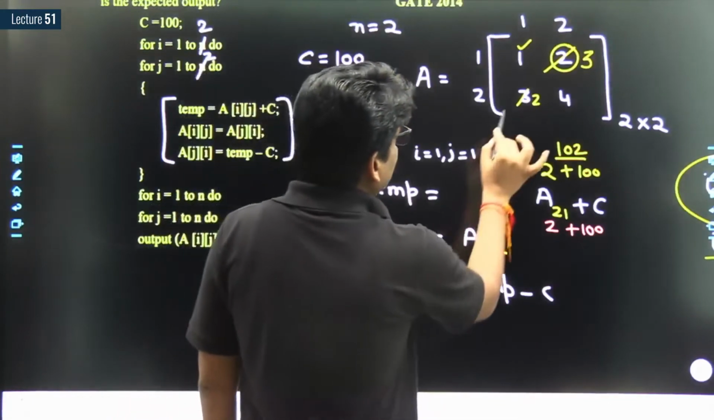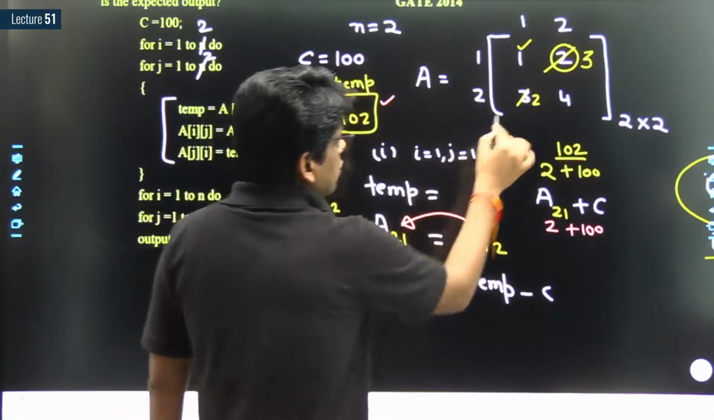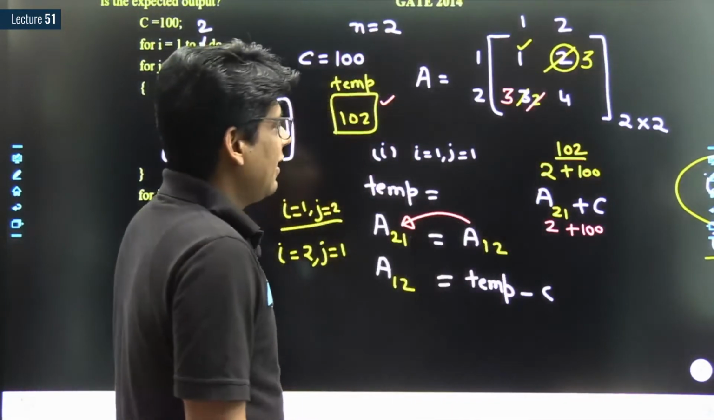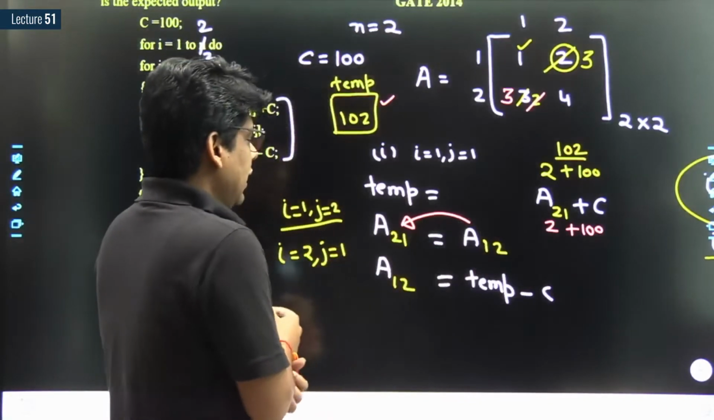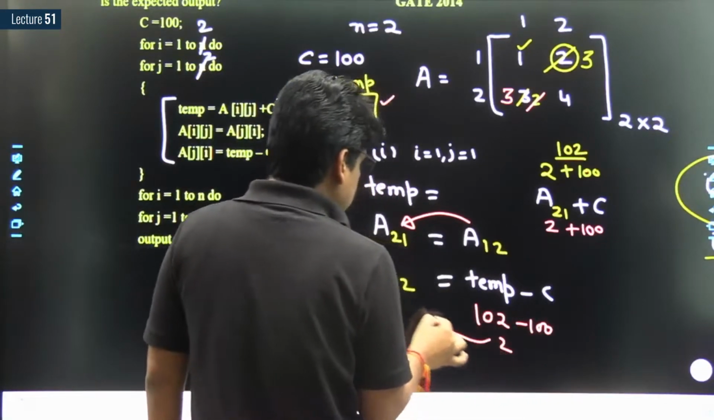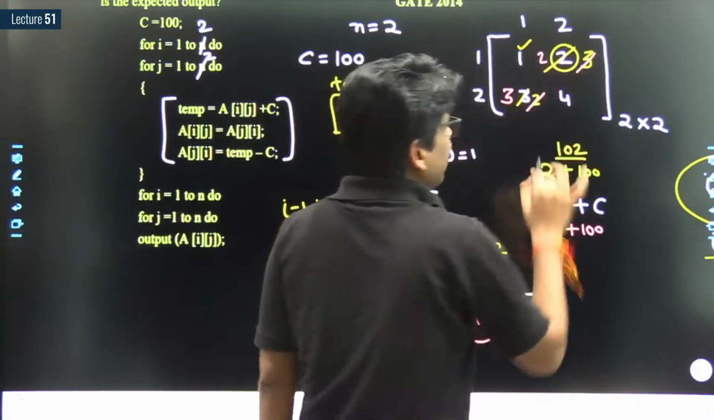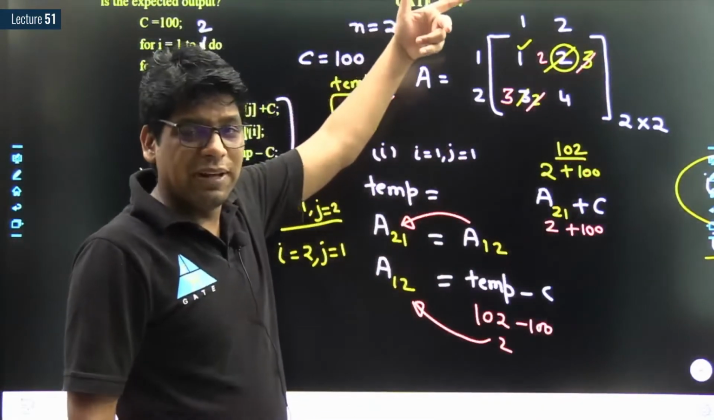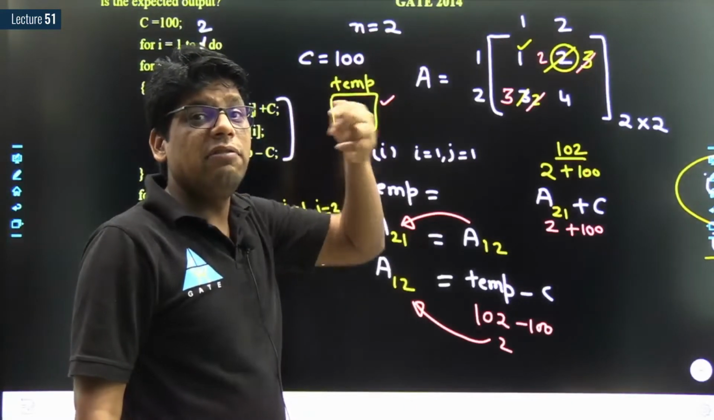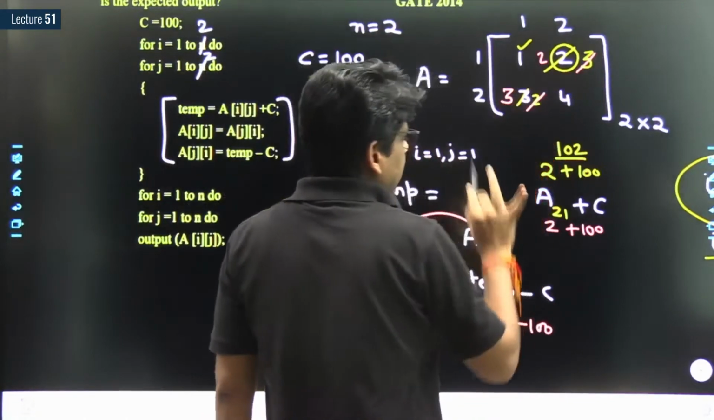Then A12, but the updated value of A12 is 3. Now 3 is stored inside A21. So again this 2 becomes 3. Done, sir. And what is the value of temp? 102 minus 100. That means 2 will be stored inside A12. That means this becomes 2. See, again they get swapped. So when two variables are swapped 2 times, they get their values back. That is why we still get 2 here and 3 here.